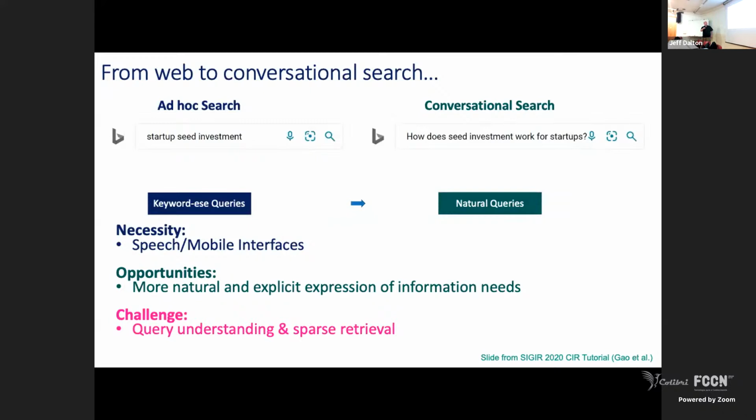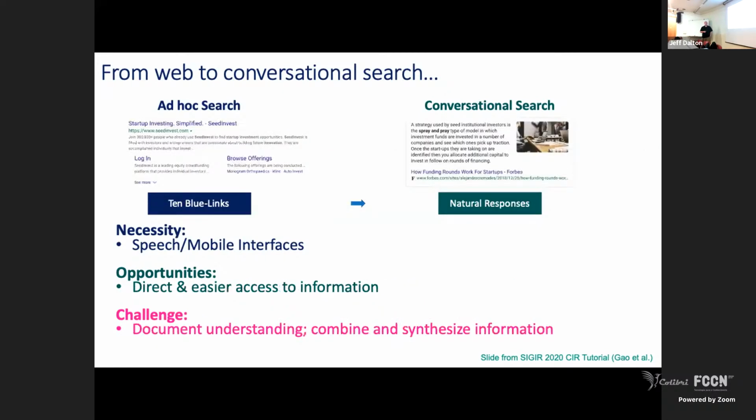So we start out here, we might have keywordese, kind of simple ad hoc search. And in conversational search, we have natural queries. How does seed investment work for startups? That's maybe going to be harder. Traditionally, it was harder for information retrieval systems to work with these long, perhaps verbose, and sometimes underspecified queries. That might present a challenge, which neural models are actually doing a pretty good job of helping us with. We also, traditionally, again, have 10 blue links or maybe a structured web page.